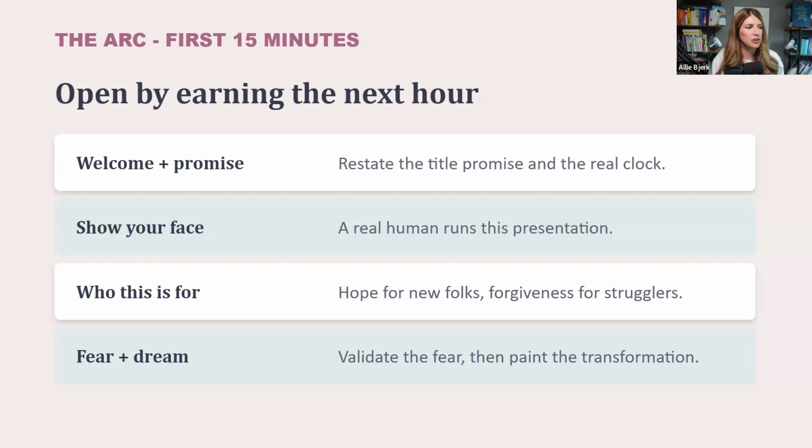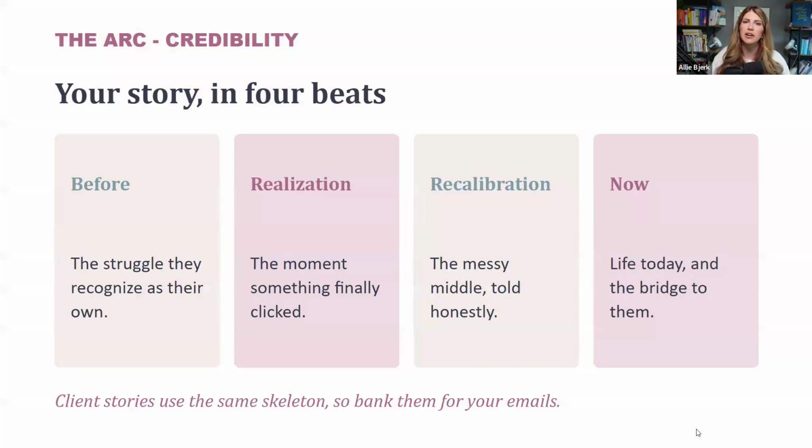And then you want to make sure that you're validating any fear that they have, and you're starting to paint the transformation, or show them the hope, show them the dream of what it could look like if they knew how to implement your solution, or if they went through with the training that you have for them that's going to change their lives. That's painting that picture of hope for them.